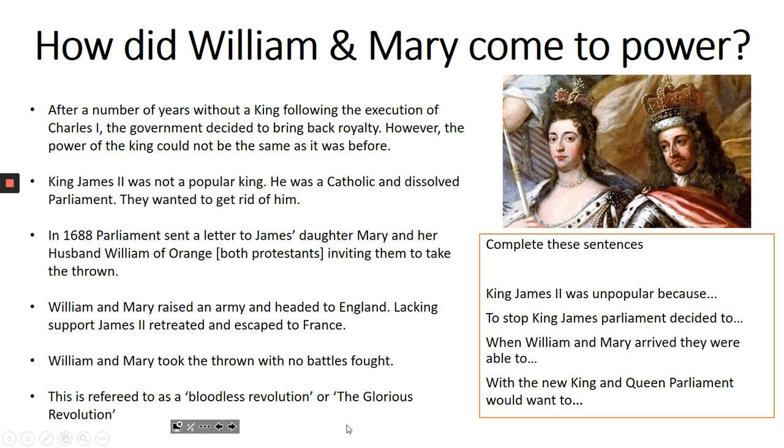So complete those sentences. King James II was unpopular because... To stop King James, Parliament decided to... When William and Mary arrived, they were able to... So what were they able to do? And the last question is just a prediction. With the new king and queen, Parliament would want to... So what would Parliament want to do with the new king and queen? Would they let them go, get on with being king like normal, like everyone else? Or would they have different powers? So finish off those sentences and come back to me when you're finished.